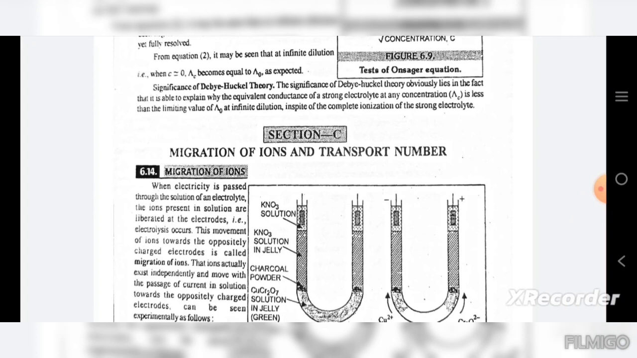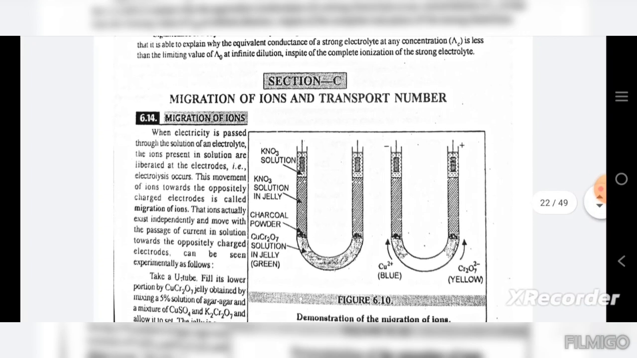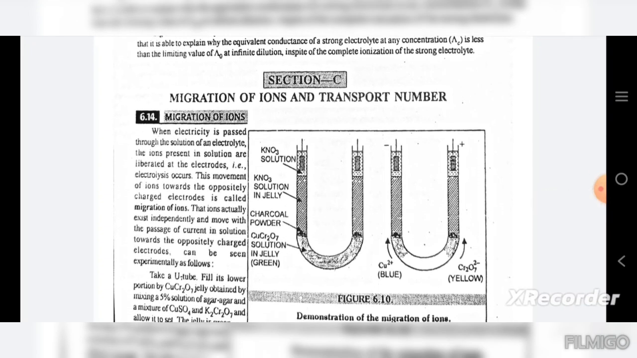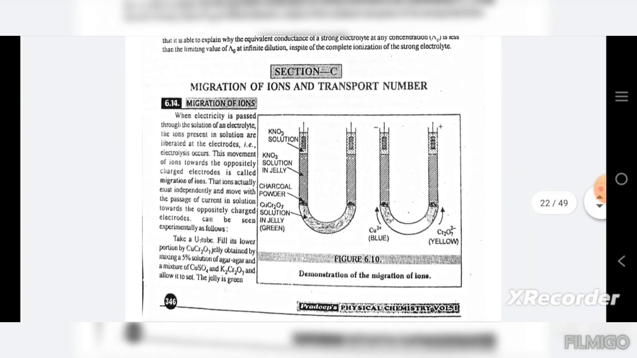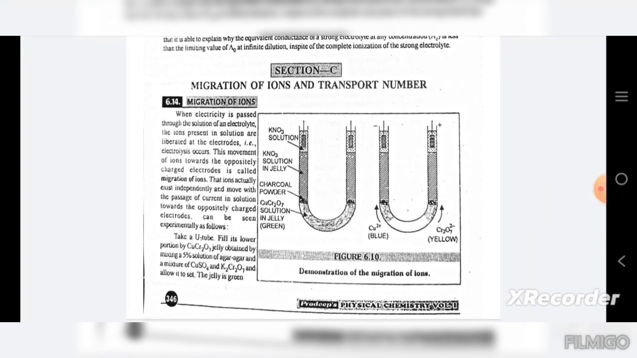The significance of Debye-Huckel theory obviously lies in the fact that it is able to explain why the equivalent conductance of a strong electrolyte at any concentration is less than the limiting value at infinite dilution, in spite of the complete ionization of the strong electrolyte. You can see Section C, migration of the ions and transport numbers.